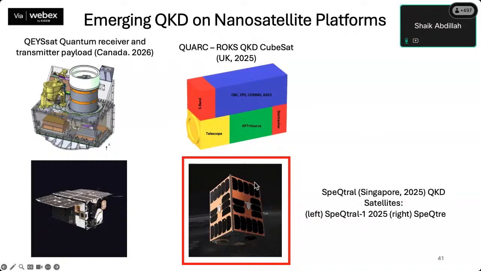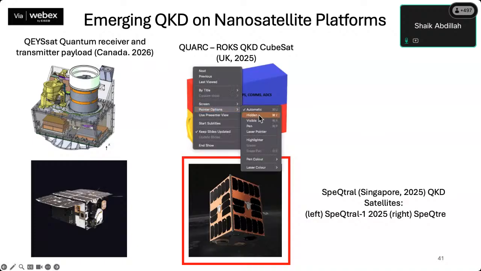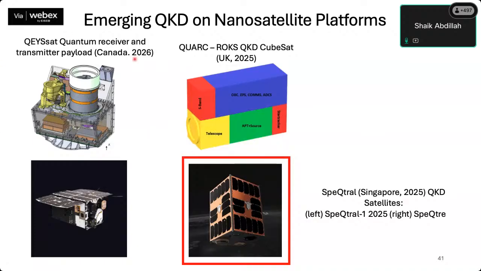So there are 4 here that I would like to highlight, but this is non-exhaustive. We have an uplink satellite, an uplink quantum receiver in Canada, due for launch in 2026. We have the ROCS, which was due for launch in 2025, but I believe is delayed. And we have these 2: this one is due for launch in 2025, and this one about 18 months later, right?